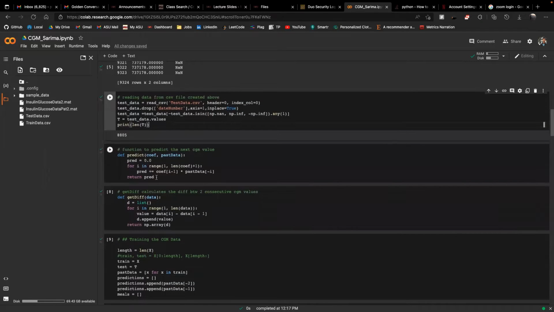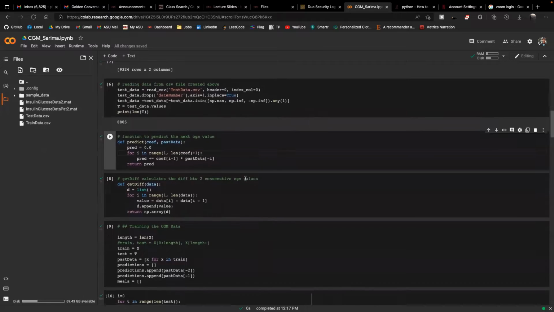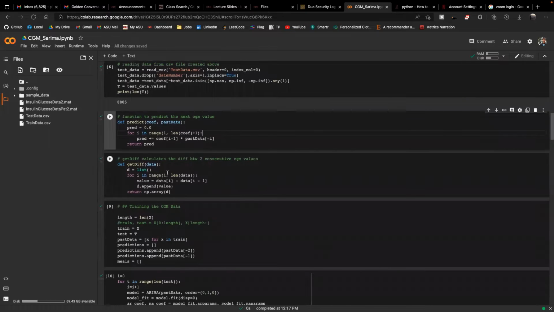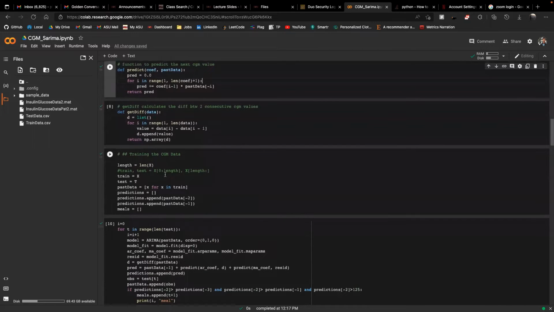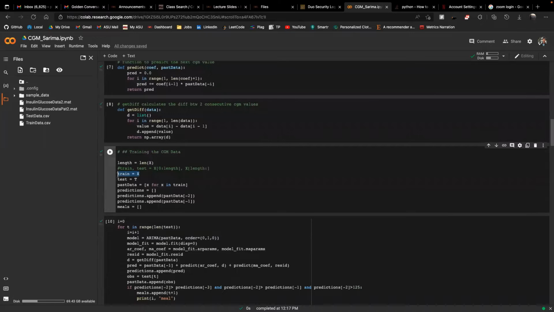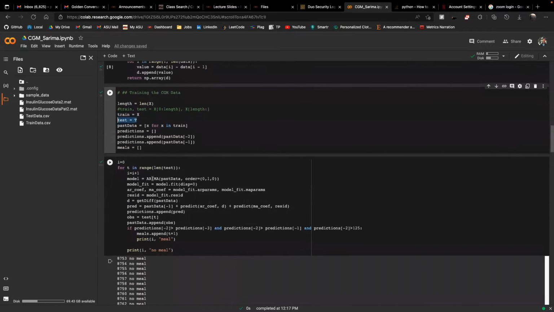After that, this is the predict function. The predict function is used inside the ARIMA model to predict the next CGM value. The get difference function is used to calculate the difference between two consecutive CGM values. This is the code for training on the CGM data. Here we are using train data from the data2.mat file, and for testing we are using the patient2 data.